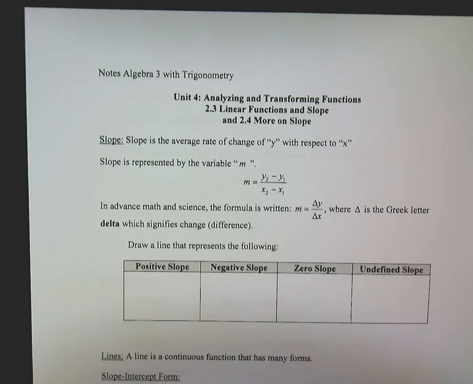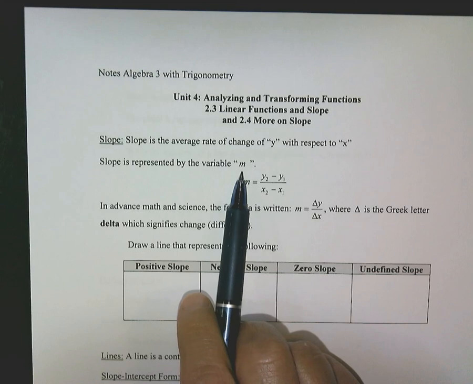Slope is the average rate of change of y with respect to x. We only use y and x in math so you can learn the techniques. But when you go on to other classes, or even in here, we're going to do some word problems where we're not going to use y and x. Maybe we're going to talk about the average rate of change of your pay with respect to how many hours you've worked. So slope is represented typically by the variable m.